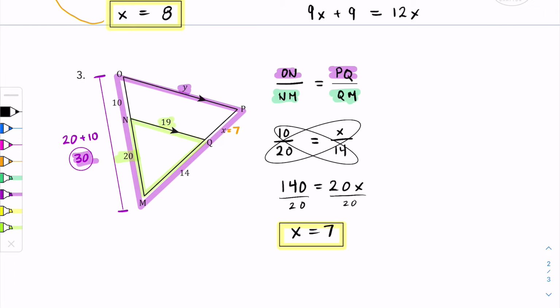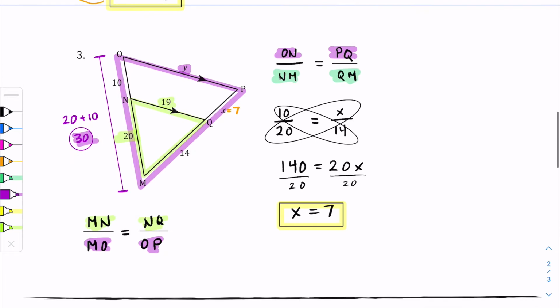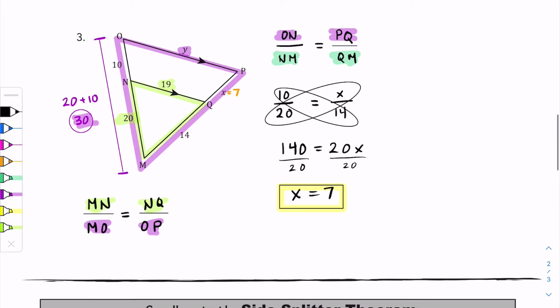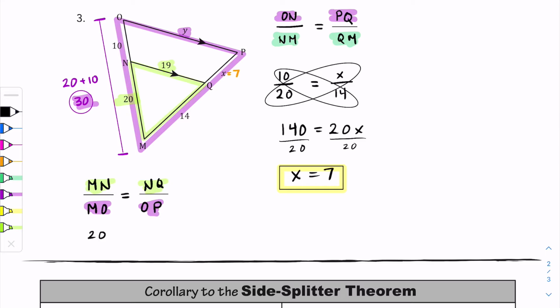So we're going to set a proportion up using 20 and 30, and then we're also going to use 19 and y. Let me set my proportion up of MN divided by MO, and let's set this equal to NQ divided by OP. So in this figure, we're going to be using MN as our smaller green triangle and MO as our larger triangle. When I fill in the values, I'm going to have 20 divided by 30 is equal to 19 divided by y.